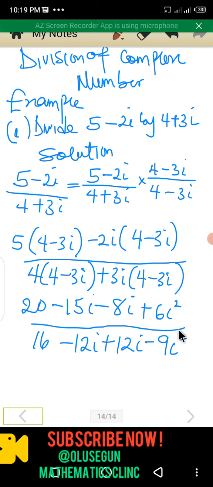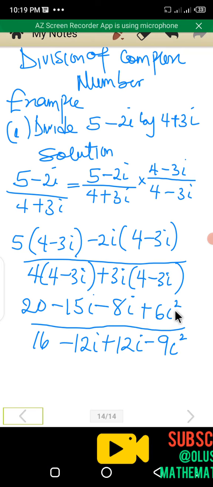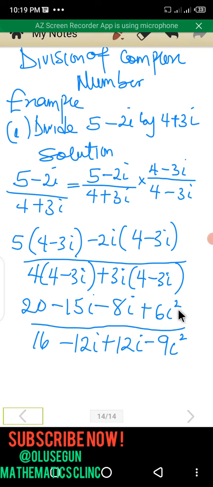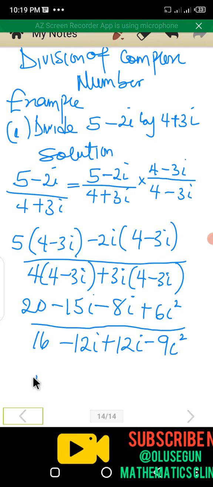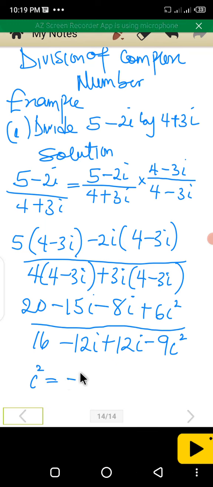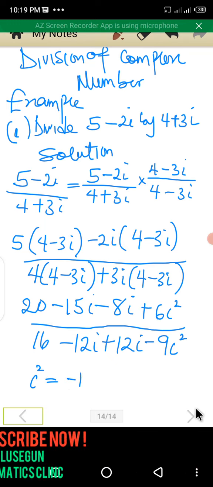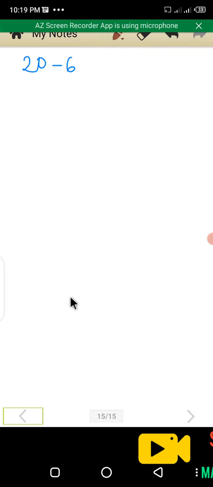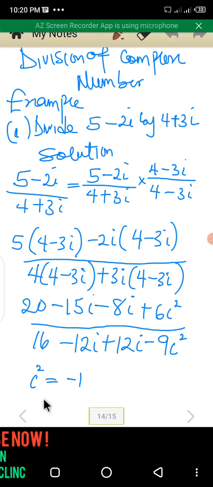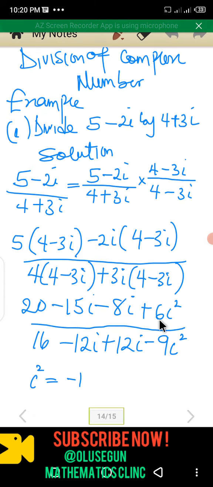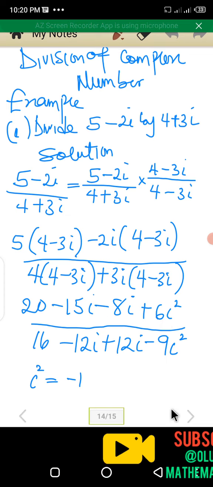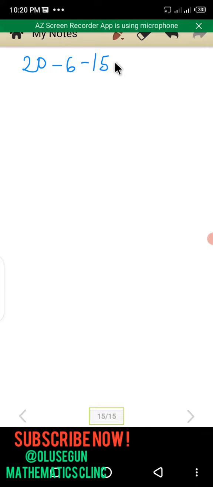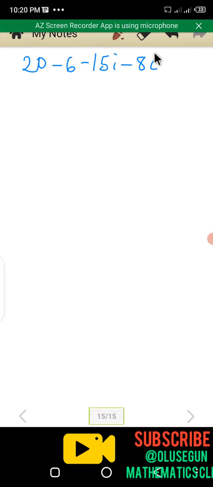To proceed, you discover that this is i squared. I explained in another video that i squared gives you minus 1. So it will give you minus 6. So it will now be 20 minus 6 minus 15i minus 8i.